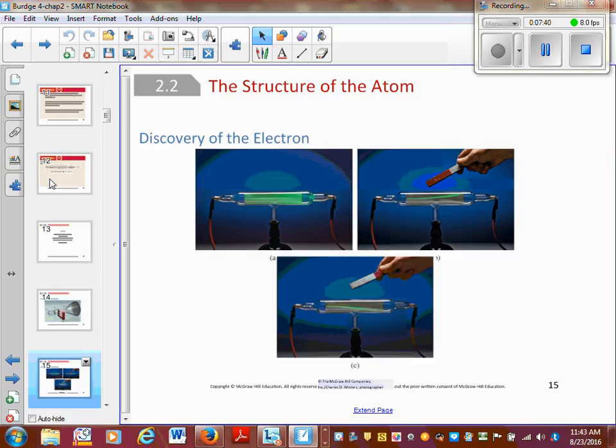So there's another example of a cathode ray tube. And you can see it passes a magnet over it, the ray is bent. So that means those particles must be charged. Since they're repelled by the negative end, the particles must be negative. That's how they came up with the electron.